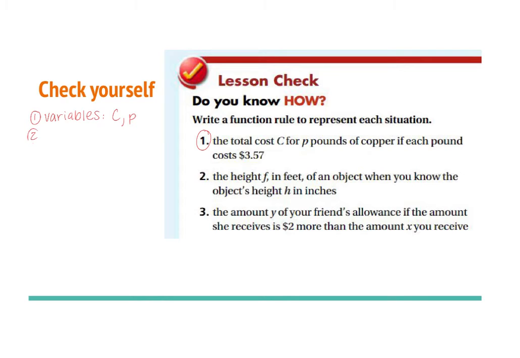Step number 2, write down all the numbers. What numbers are we given? Anderson? $3.57. So we're only using one number now. We are not given a second number. We're only given one number. So now step number 3 is we're going to write an equation in the form y equals mx plus b.